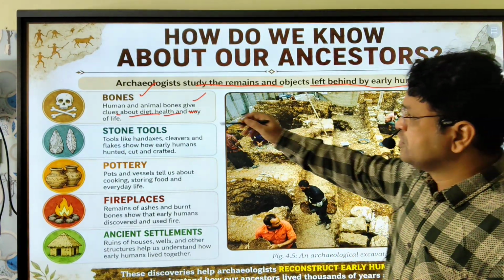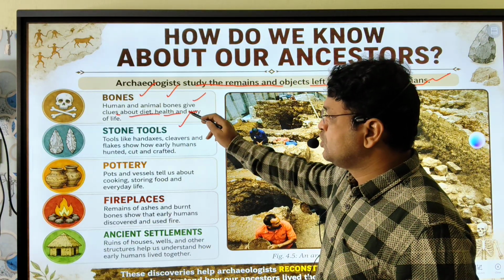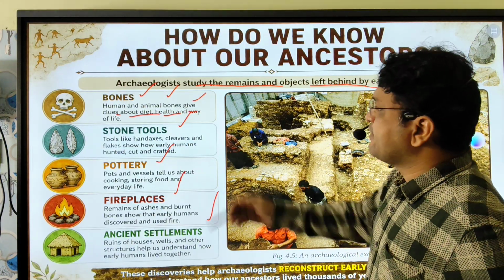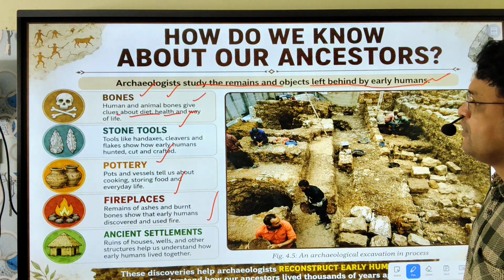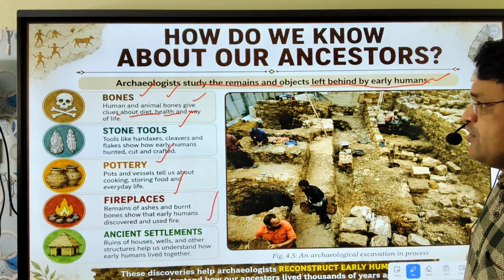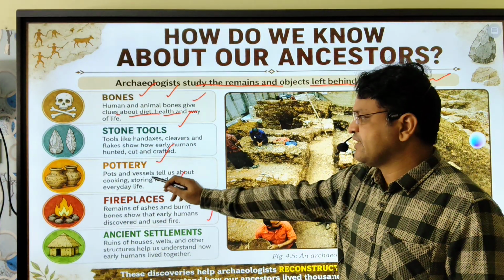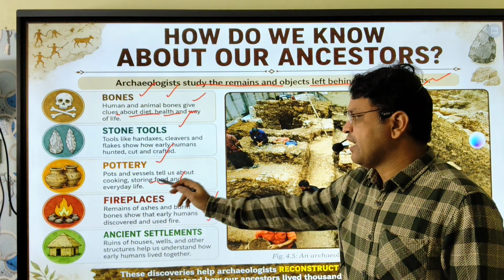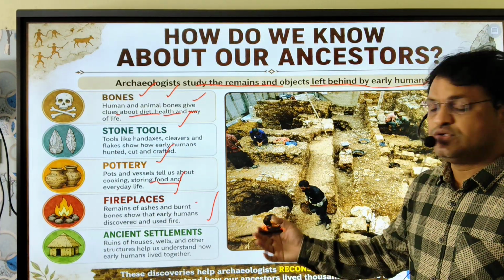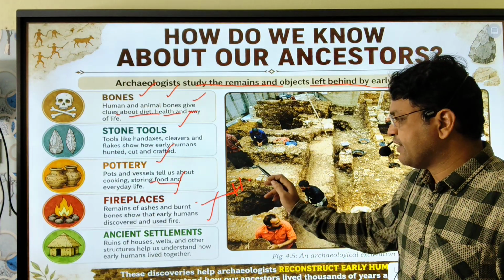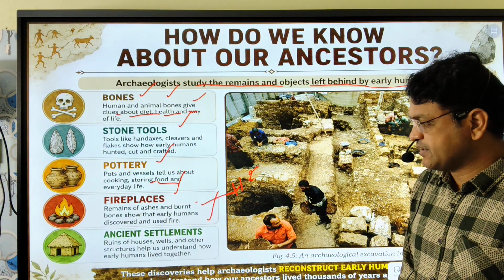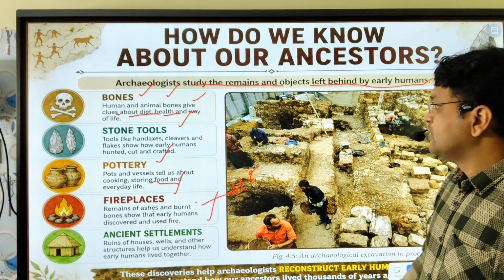What are the remains they found? Bones are one of the clues. Stone tools and pottery, fireplaces and ancient settlements. Human and animal bones give clues about their diet, health and how they lived. Stone tools like hand axes, cleavers and flakes show how early humans hunted, cut and crafted. Pottery, pots and vessels tell us about cooking and storing food. Fireplaces, remains of ashes and burnt bones show that early humans discovered using fire. Who discovered fire? Homo erectus. Ancient settlements, ruins of houses, wells and other structures help us understand how early humans lived together. So this tells you the story.